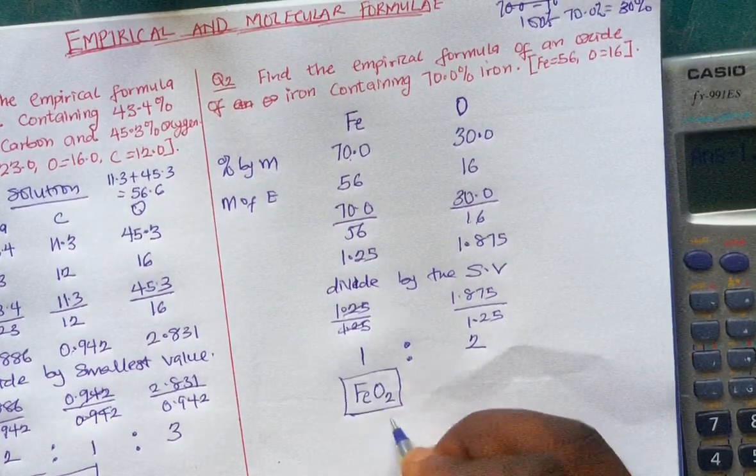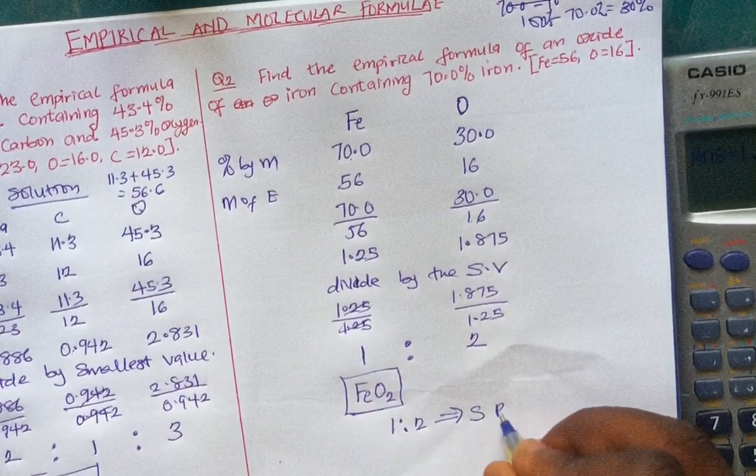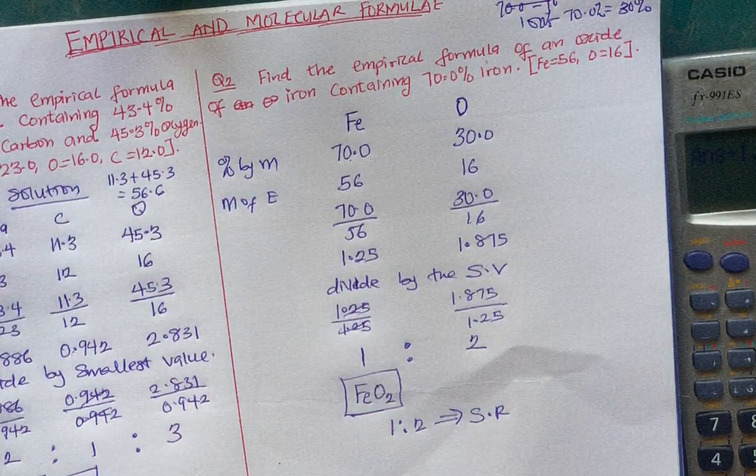So in this case, we have 1 ratio 2. Therefore, this is taken to be the smallest ratio. And empirical formula tells us the smallest ratio of each element present in a particular compound.